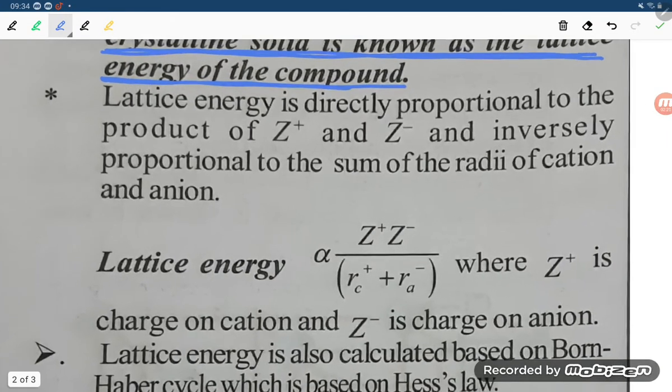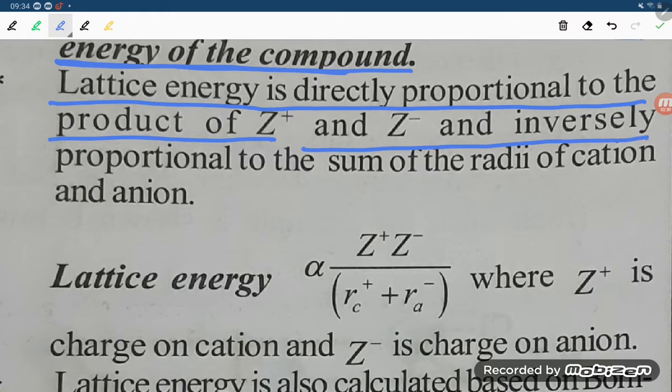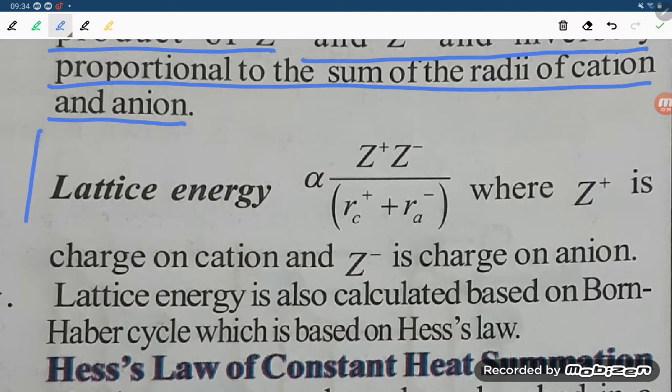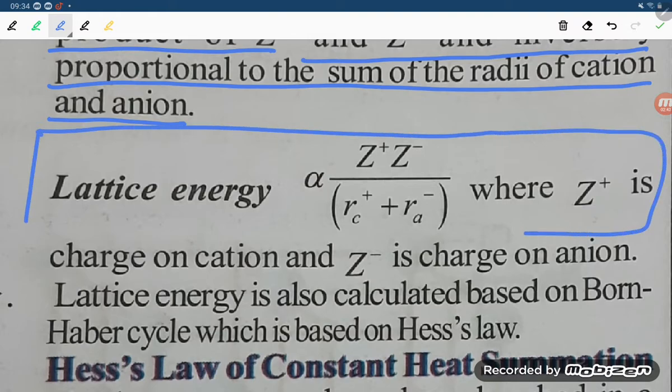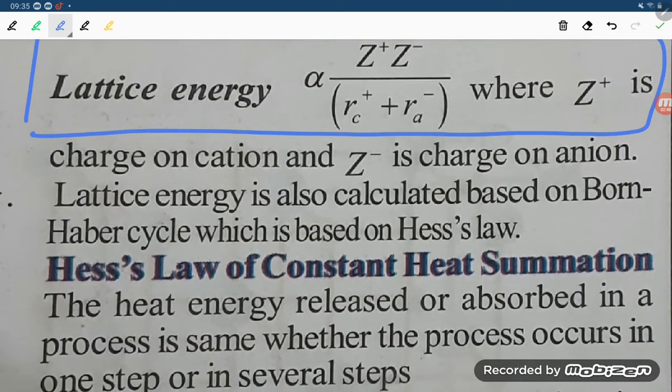Now let us try to understand some other point, students. Lattice energy is directly proportional to the product of Z+ and Z-, and inversely proportional to the sum of the radii of cation and anion. So whatever the charges are, lattice energy is proportional to the product of charges of cation and anion, divided by the sum of the radii of cation and anion. Z+ is the charge on the cation, Z- is the charge on the anion.